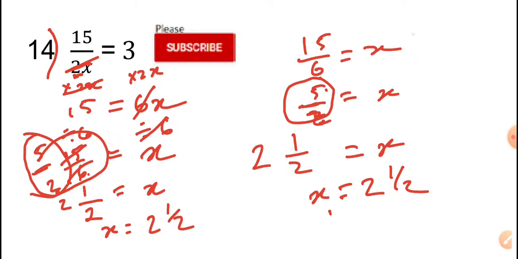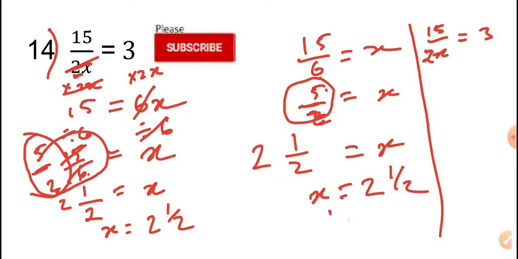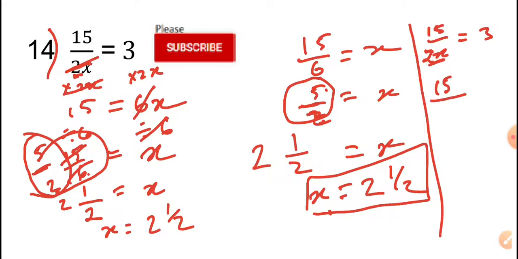So we were correct. I'll explain that in a bit more detail, more slowly. We had 15 divided by 2x is equal to 3. Now we said x is equal to 2.5, and here we have 2 times x, so it's 2 times 2.5. So 15 divided by, what's 2 times 2.5? It's 5. And 15 divided by 5 is equal to 3. So we know that is correct.